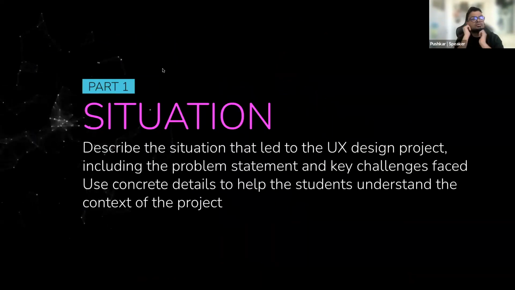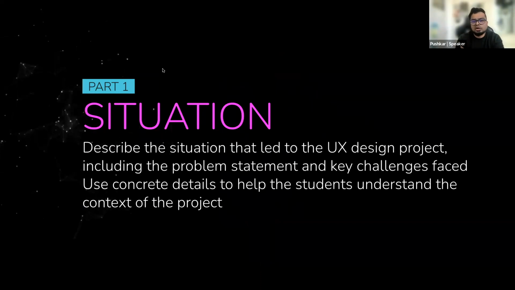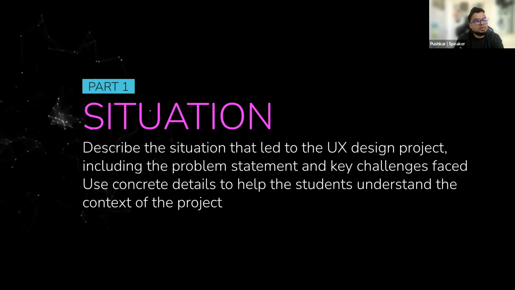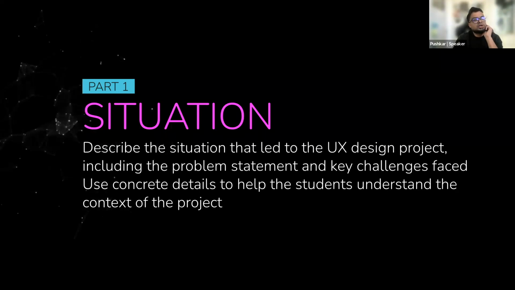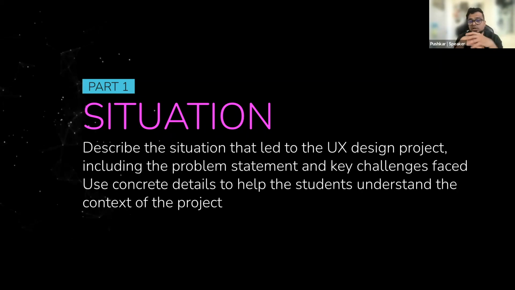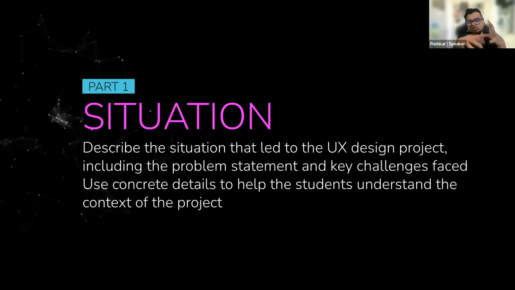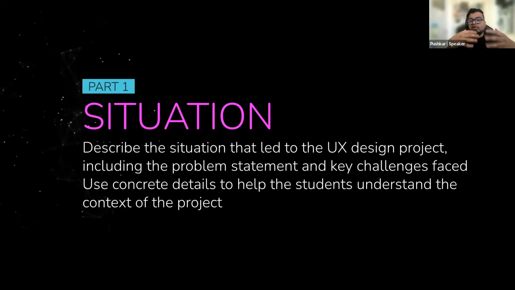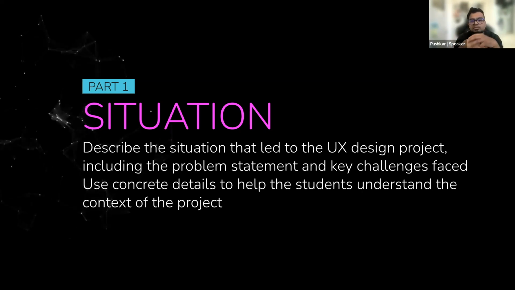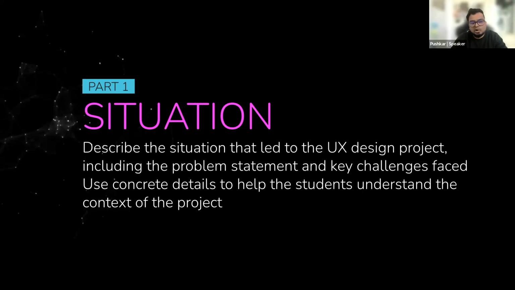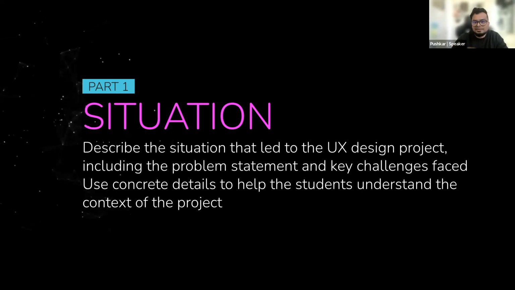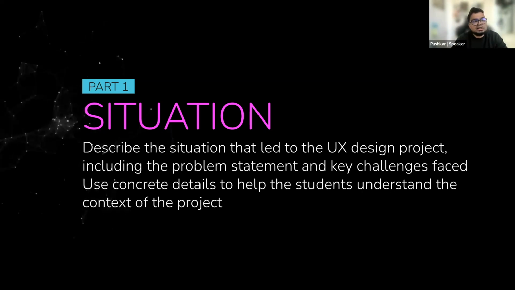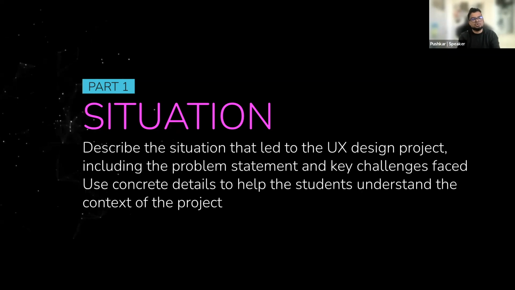And moving to the second part. Here we're going to talk about the actual situation that happened. I put notes over there, so you will be able to take a look at the notes. In the situation part, this is part one, the key part, right? I've color coded these things. Whatever you see in pink is very, very important. Whatever you see in blue is equally important, but I would say a little less important. So when it comes to situation, describe the situation that led you to this UX design project.